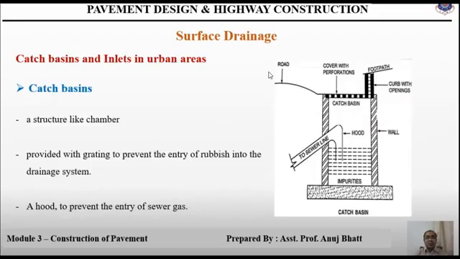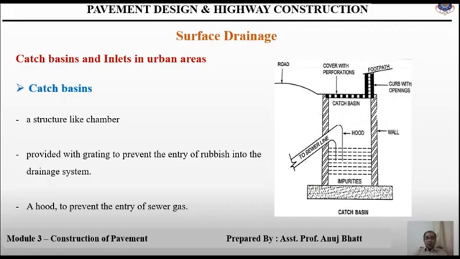Next is surface drainage. The previous one was by providing side drainage, and this surface drainage pattern is by providing catch basins or the inlets in the urban areas. So let's discuss the surface drainage with the catch basins.